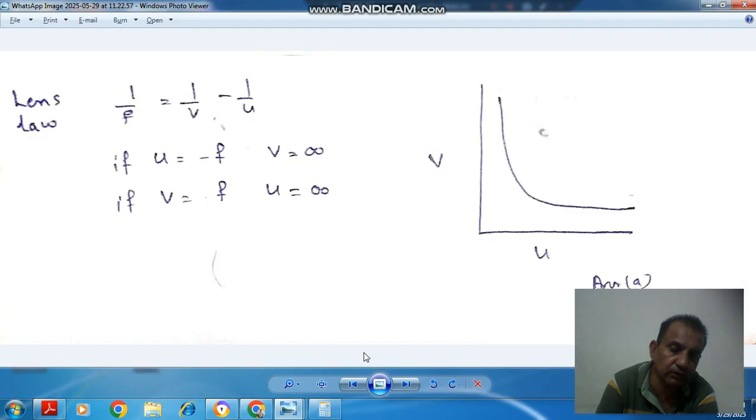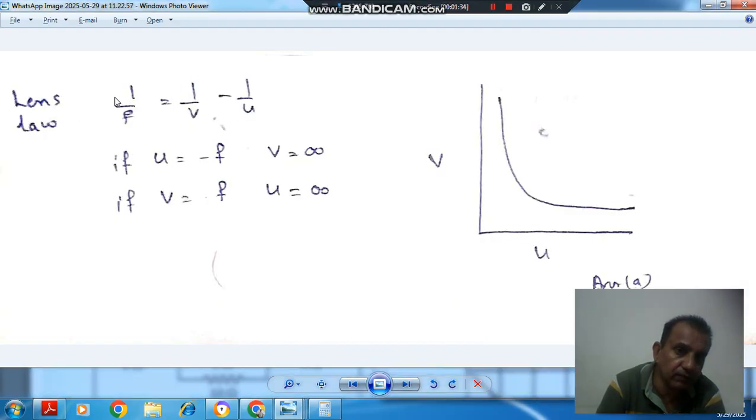So now the formula is 1 by f is equal to 1 by v minus 1 by u, and image and object are on the opposite sides. If we put u is equal to minus f, this will become plus, so 1 by f will cancel out, and v will become infinity. So if we place the object at the focal length, the image will be at infinity. This is the f value, and we can see that the image will be at infinity.